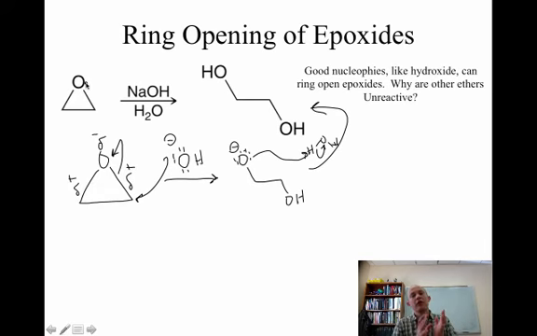So I want you to think about this kind of like as an SN2 reaction, right? This is a good nucleophile. It's a strong base. So it's going to attack at the same time that the leaving group leaves.